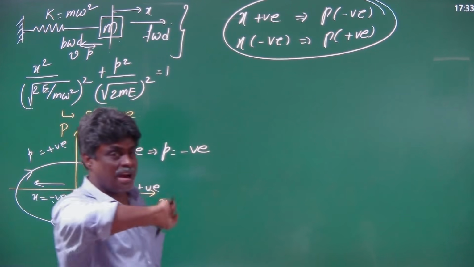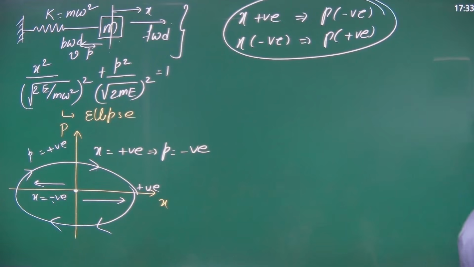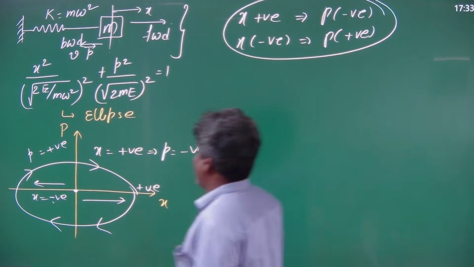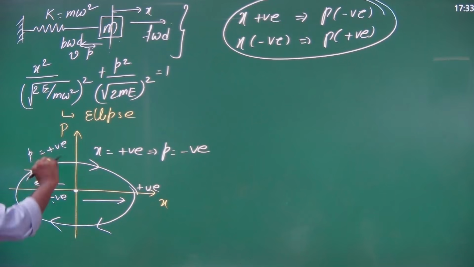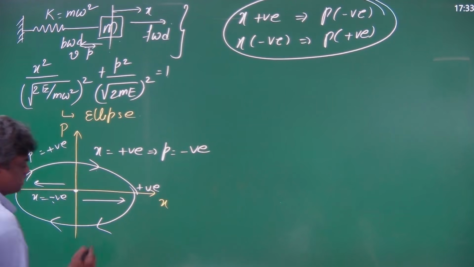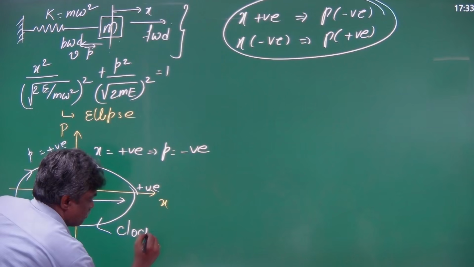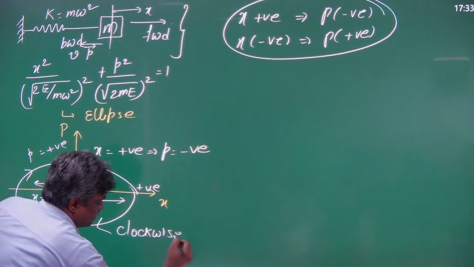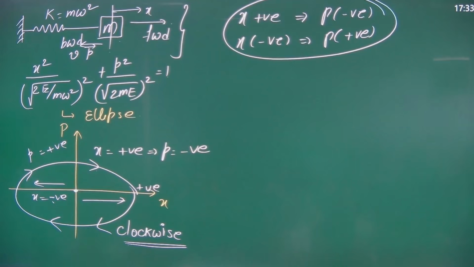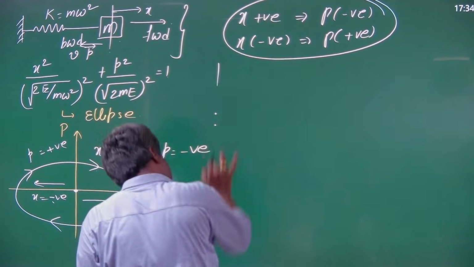So that's why it starts from the second quadrant. So always, whether it is pushing or pulling, whatever it is, it always moves in clockwise. That's it. This was the previous CSIR question. Right. Now come back to our story.